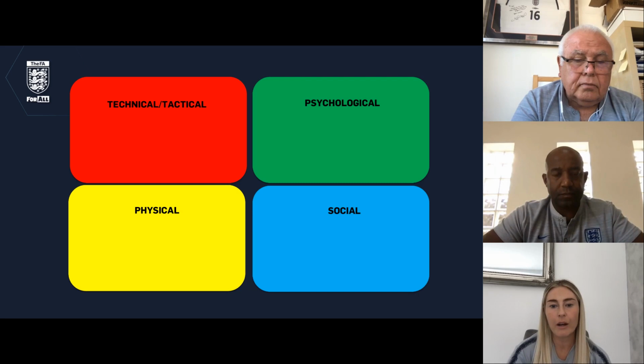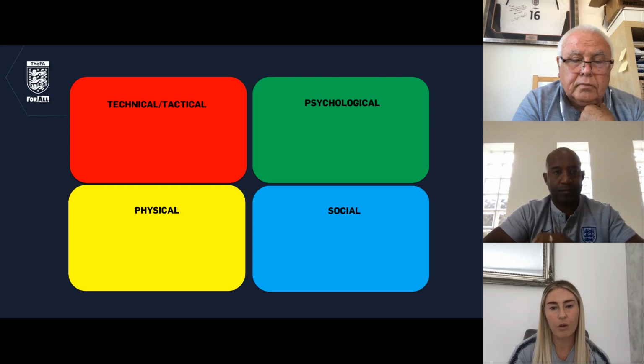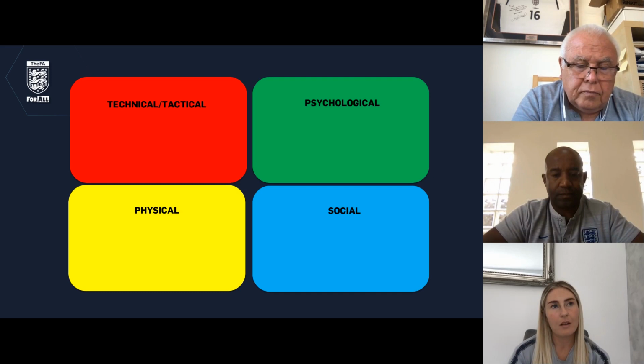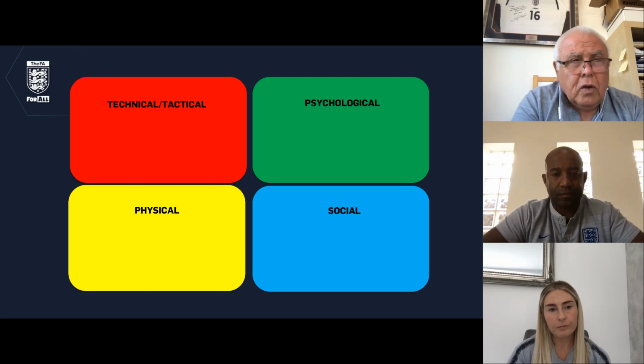So it's almost, what's the plan behind why we're doing a high press? What's the strategy and what's the intention? Is the intention just to stop the momentum of the opposition, don't let them build up play, don't let them have the time on the ball, or is it that we want to win the ball back in that area to then force fouls or mistakes, or is it to turn the ball over and create goal scoring opportunities? So I think the intention of what the high press now means is one to consider.